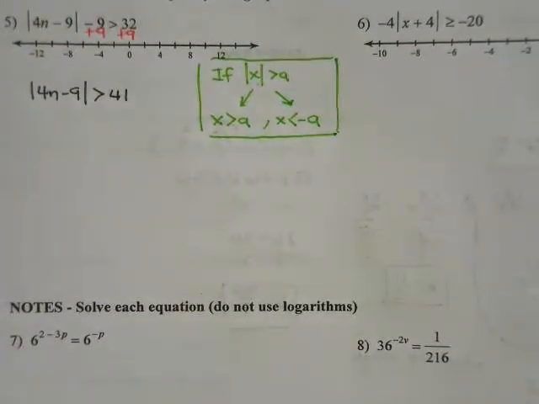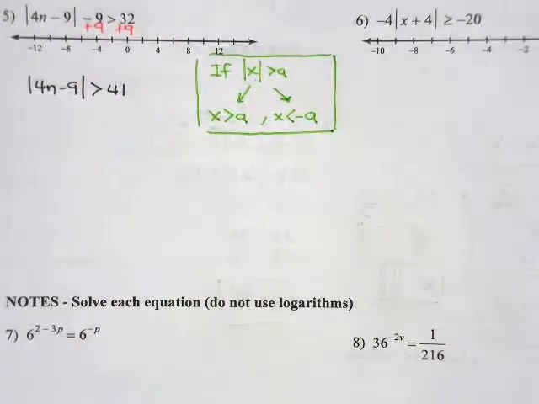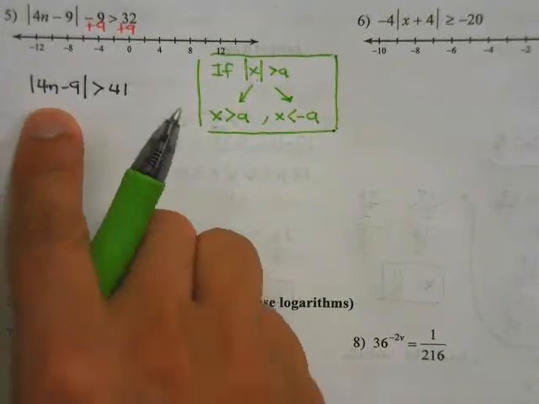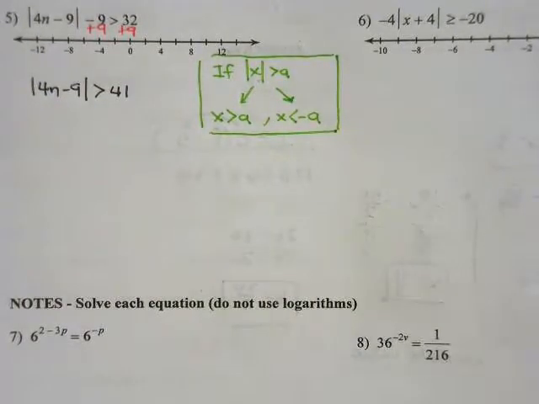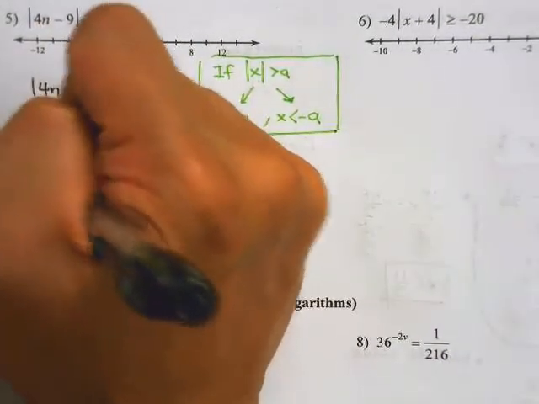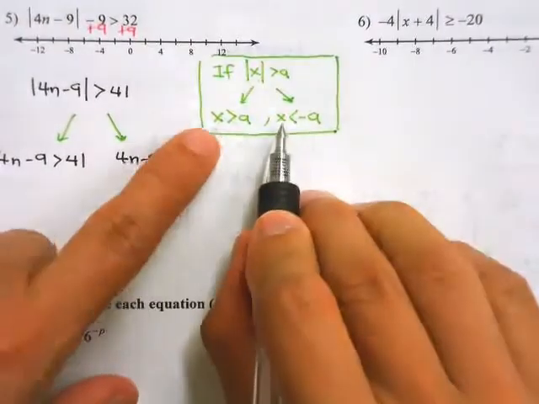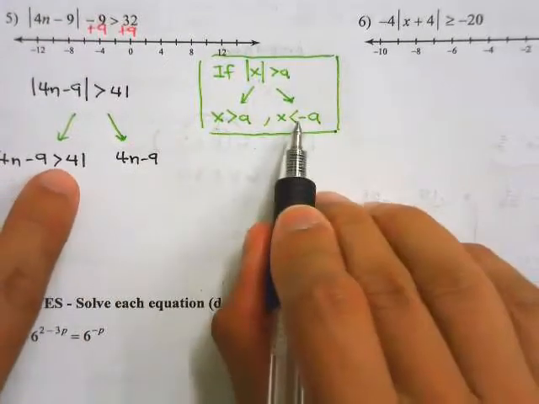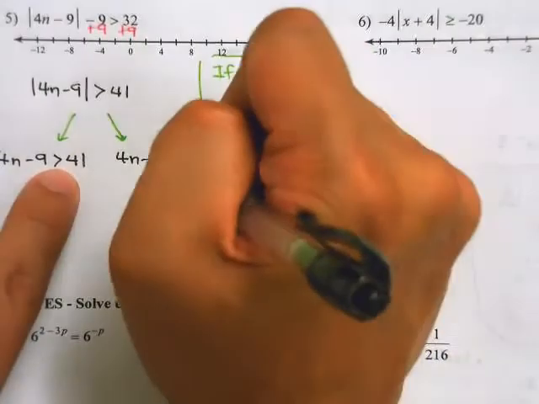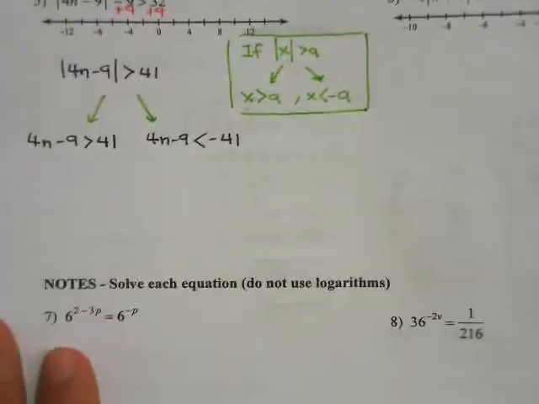So let's follow that rule. You can only do it when you have the absolute value already isolated on one of the sides, which is what had happened here in number 5. So let's go ahead and apply that rule right now. 4n minus 9 is greater than 41. Then your next one is going to be 4n minus 9. So notice that the left sides are not changing, but this part changes now. Less than negative 41.